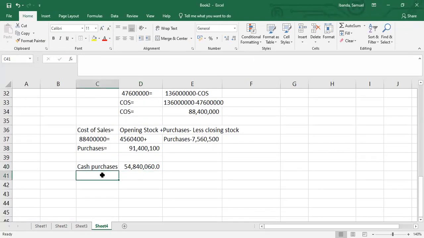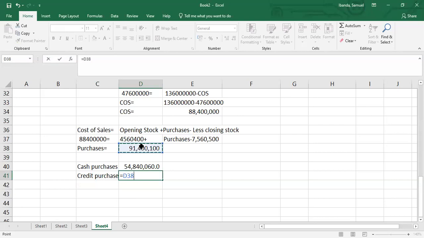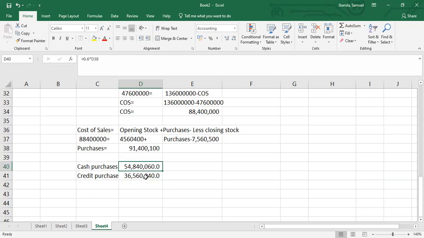Now, before I proceed to draw up my payments to suppliers, we are going to find it using our accounts payable control account. But before that, since I've determined my cash purchases, let me determine my credit purchases, because I'm going to use them. So my credit purchases will be this times 0.4. Remember this was 0.6, 60%. So automatically the other 40% is credit purchases.